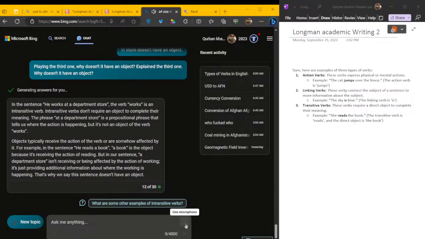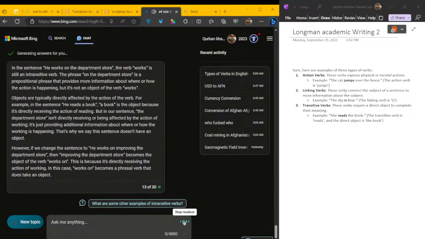However, if we change the sentence to, "He works on improving the department store," then "improving the department store" becomes the object of the verb "works on." This is because it's directly receiving the action of working. In this case, "works on" becomes a phrasal verb that does take an object.